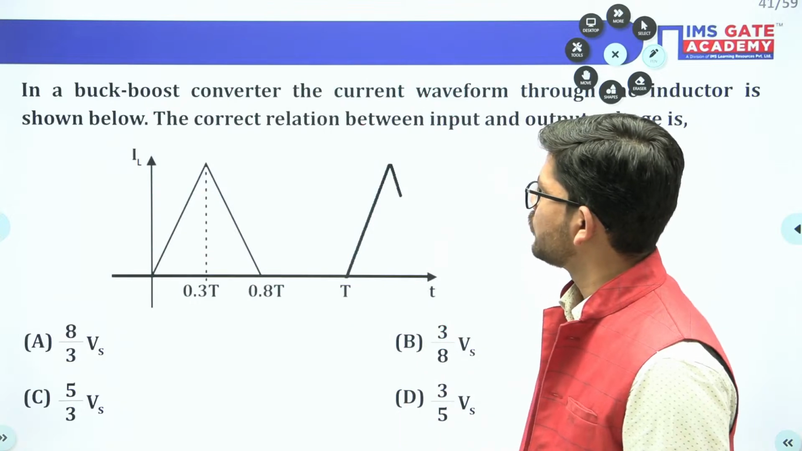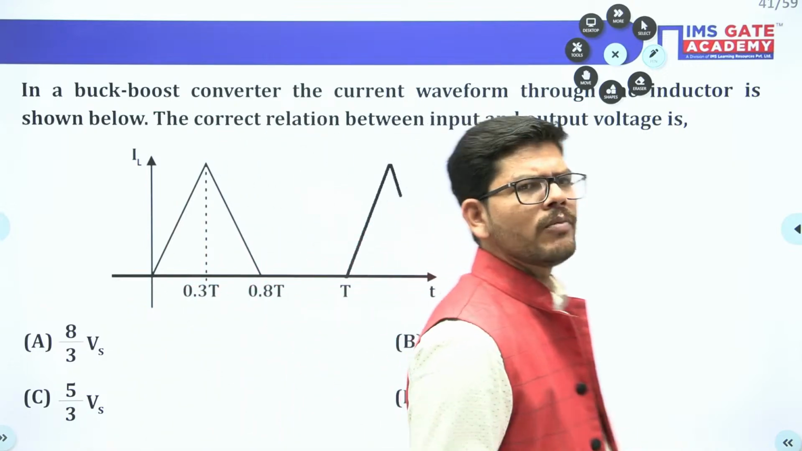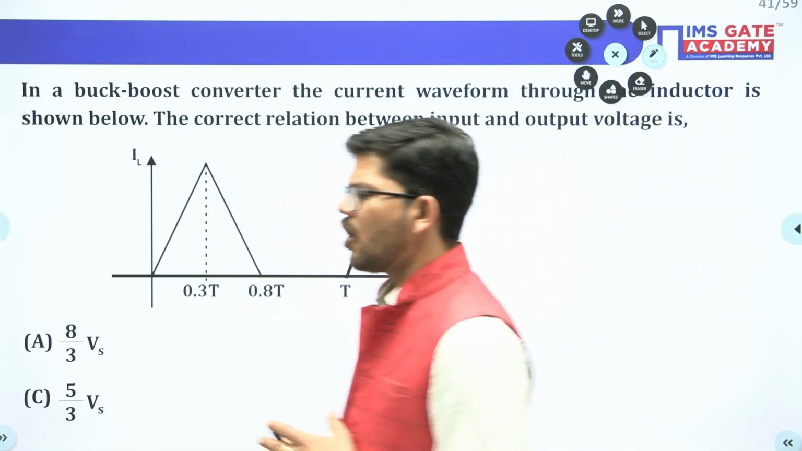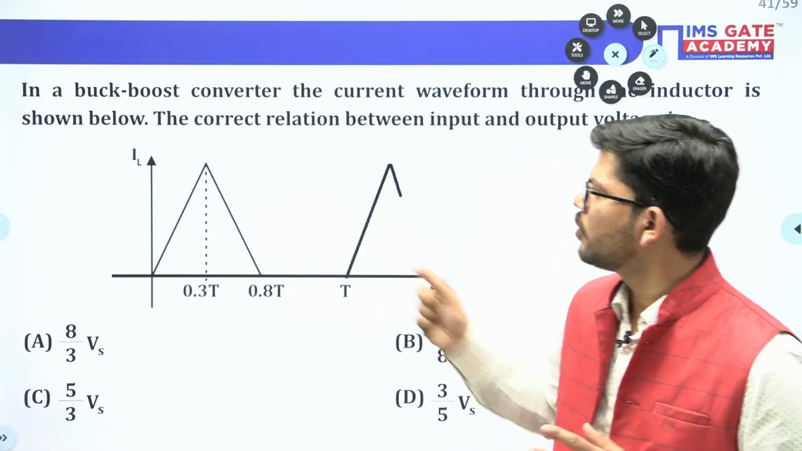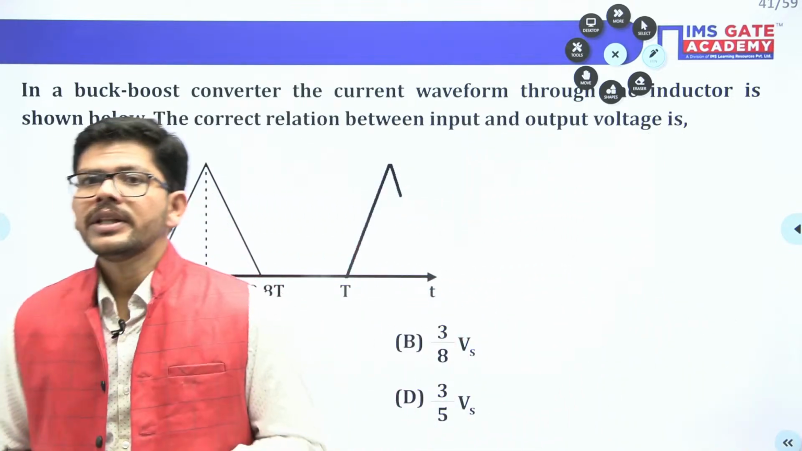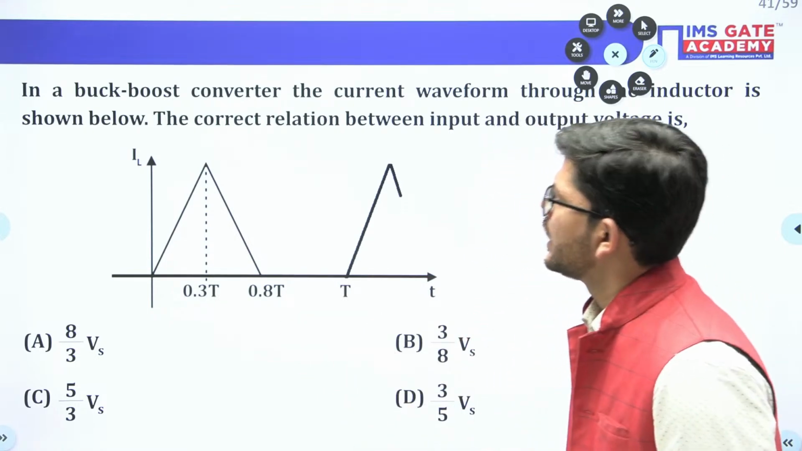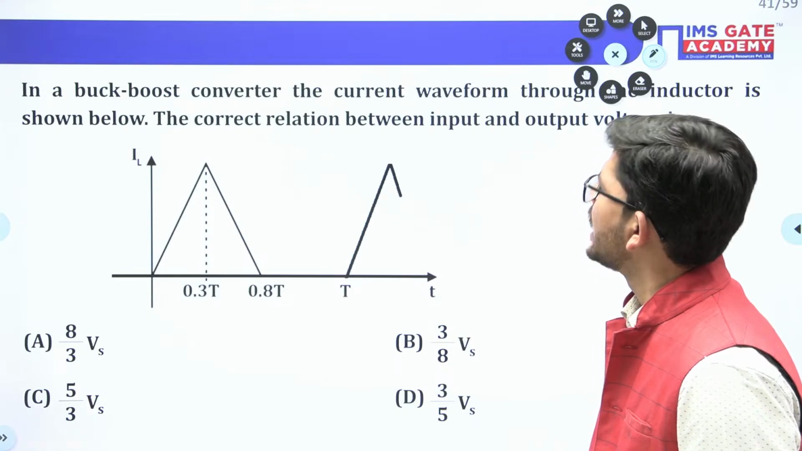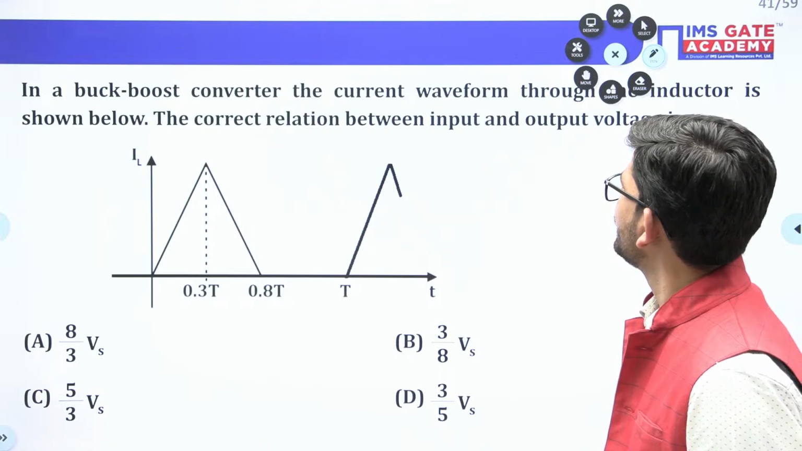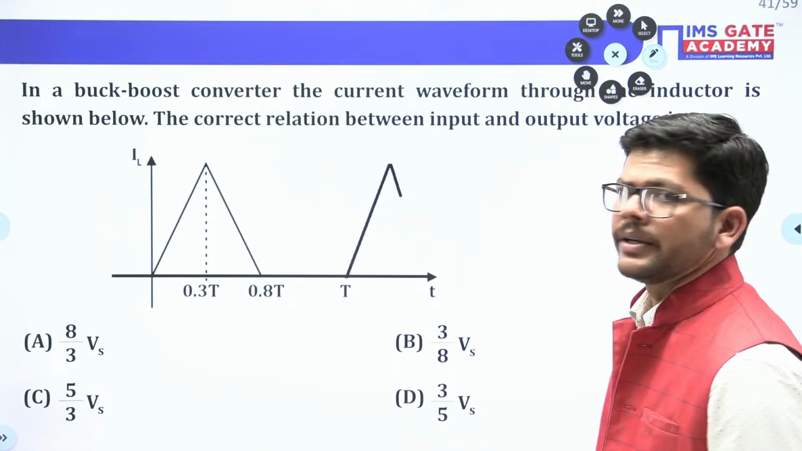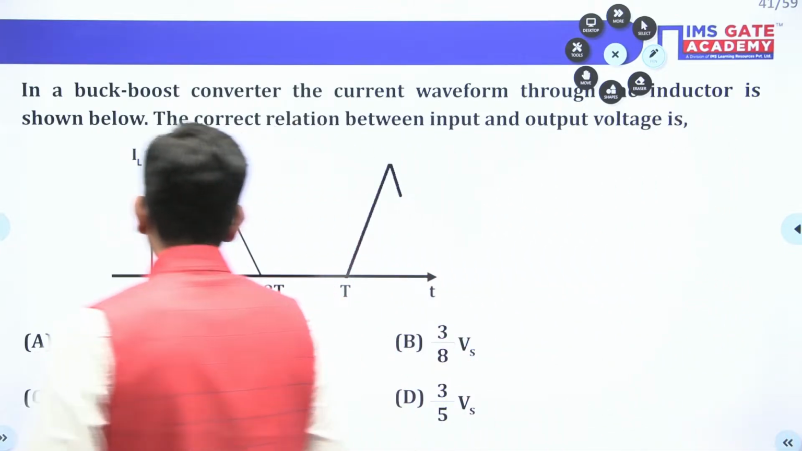Now let me move to the next problem. A very good problem, guys. We have solved all the problems which belong to continuous conduction, or where the converter is operating at the boundary of continuous and discontinuous conduction. This is the first problem that we have which is related to discontinuous conduction. In a buck boost converter, the current waveform through the inductor is shown below. The correct relation between input and output voltage will be. What will be the correct relation between input and output voltage is what we have to determine.